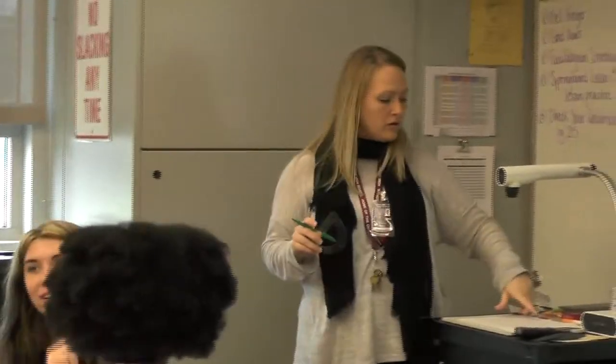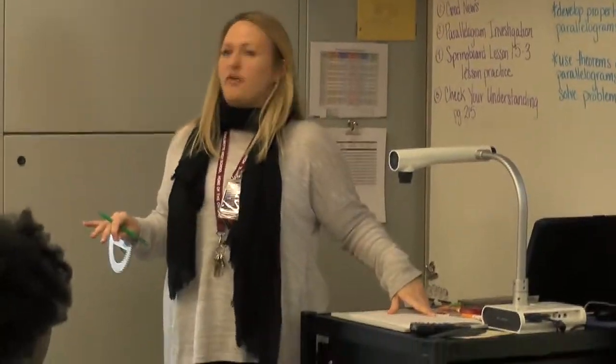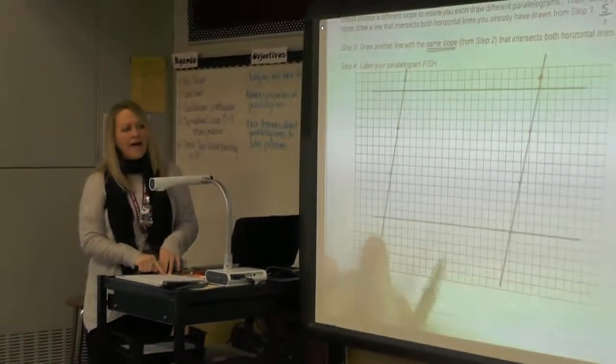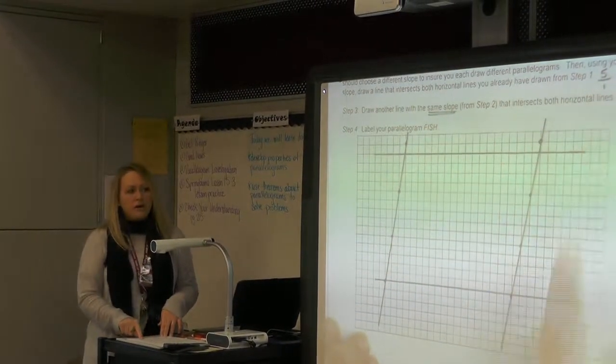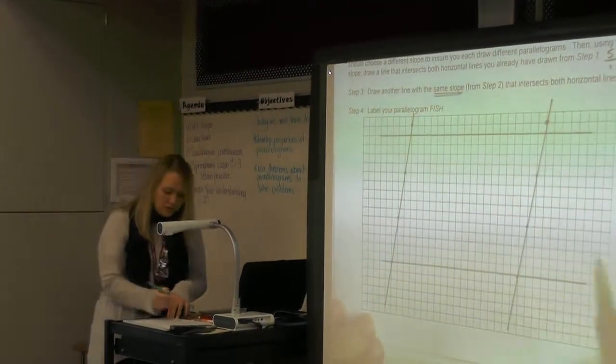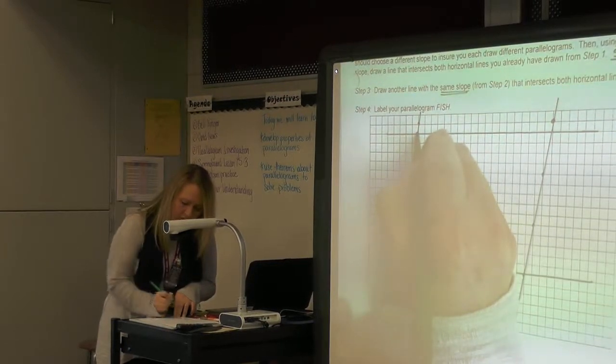Now, step 4 is probably the most important right now. It says to label your parallelogram FISH, or F-I-S-H. What is the most important part when I go to label? Put it in order. Now, I have some extra little segments. Are those part of my parallelogram? No. So just make sure, like, this is really right here, my end point.